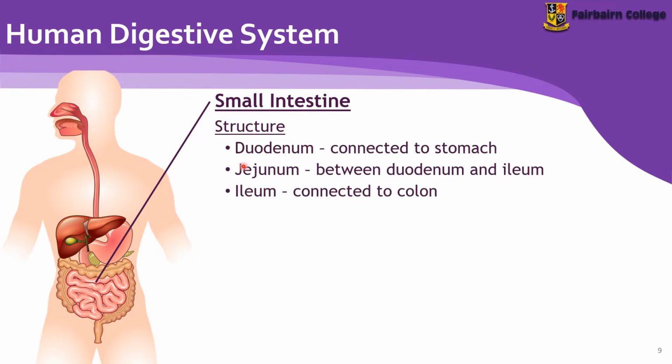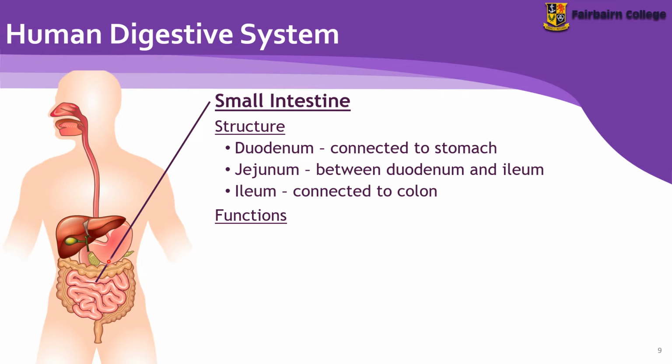The small intestine consists of three regions: the duodenum, which is the first part of the small intestine and connects to the stomach; the jejunum, which is the middle part of the small intestine; and the ileum, which is the last part of the small intestine and connects with the large intestine.